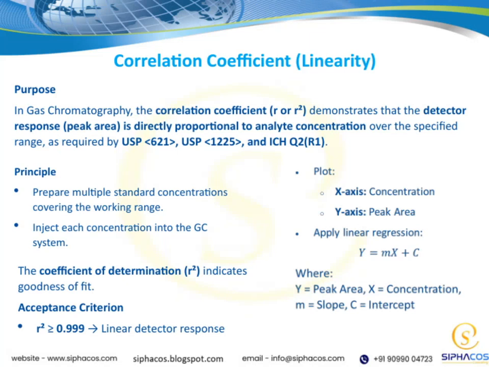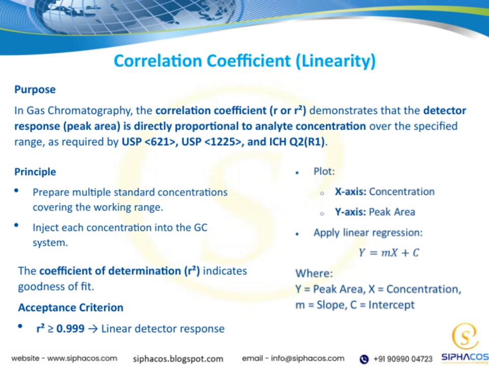The coefficient of determination, or R2, is a key indicator of how well our data fits a linear model. It helps us assess the goodness of fit for our calibration curve. When the R2 value is at or above 0.999, we consider the detector response to be linear, meaning it responds proportionally to the analyte concentration.